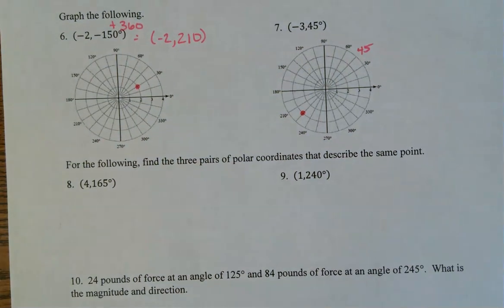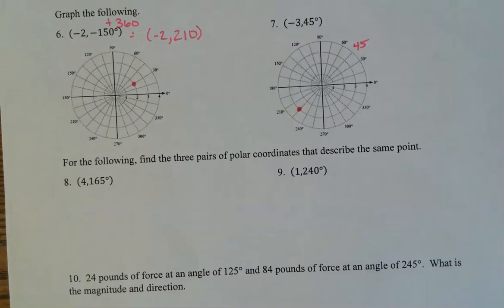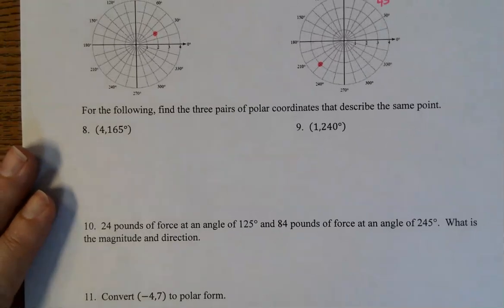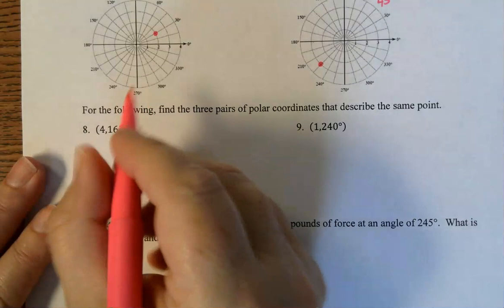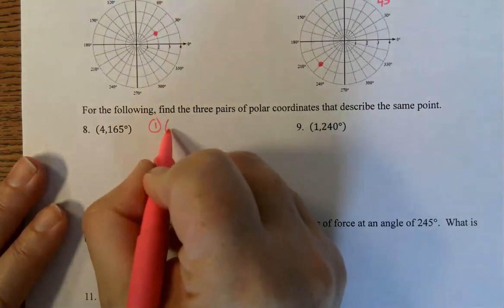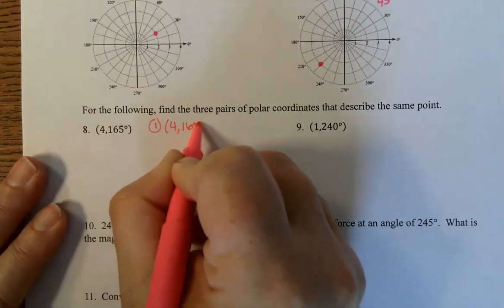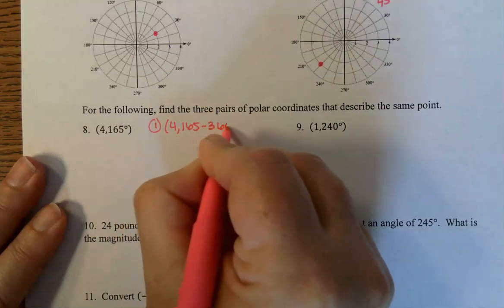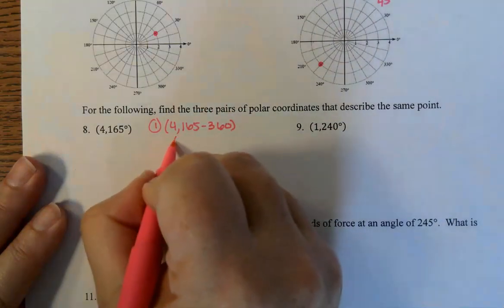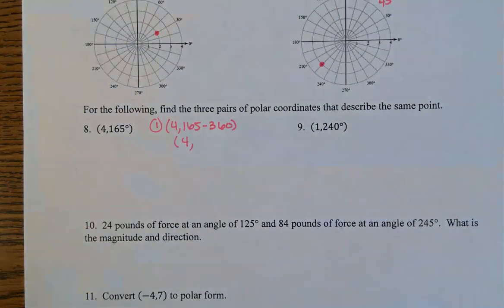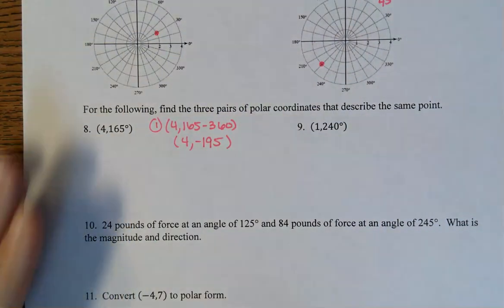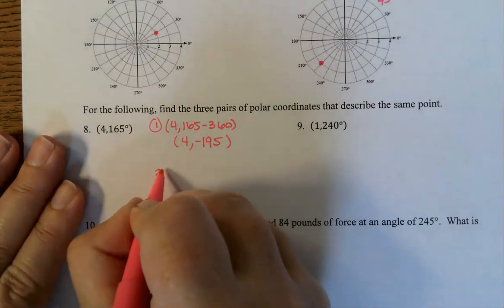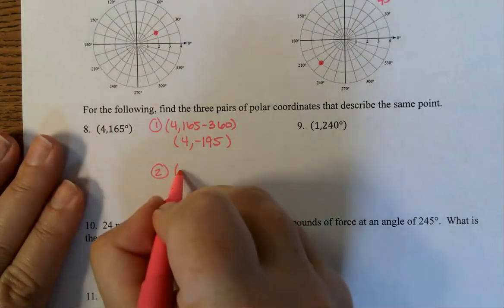Okay, is it that easy? Yes. Okay, here we go, coming up with 3 pairs of polar points for the same. So step 1, you're going to take and subtract 360. And that gives us 4 and 165 minus 360. That gives me negative 195. Okay. Now number 2, we're going to change the 4 to a negative.